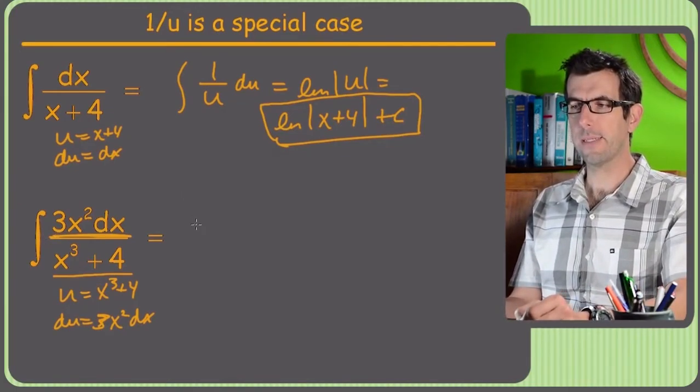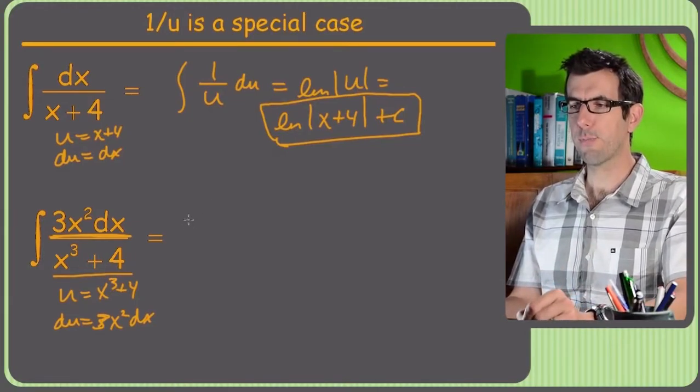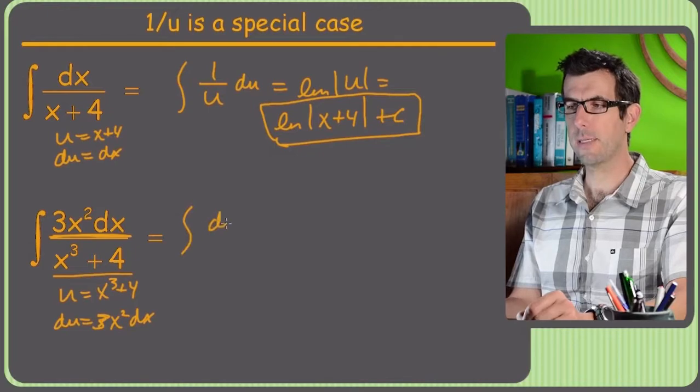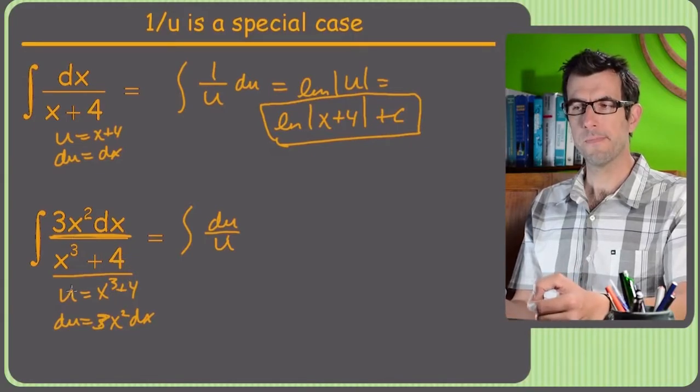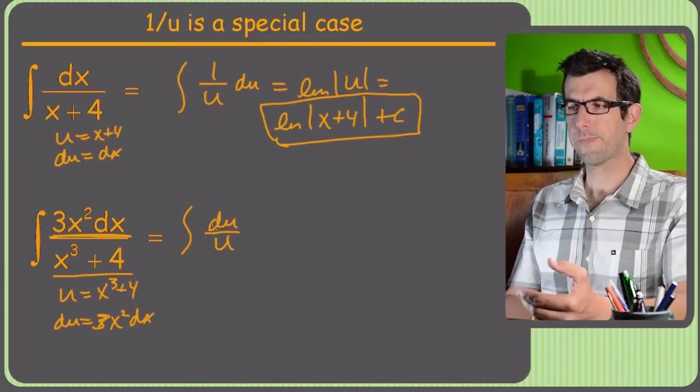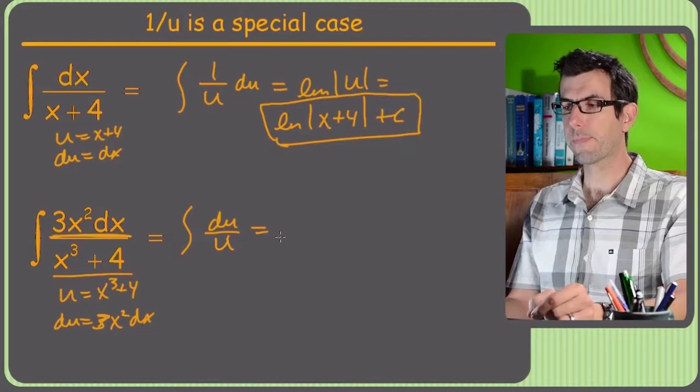So we're going to rewrite this, and this is where u substitution, the rigorous way of doing things, actually pays off pretty well, because it'll make this look like a du over u. Just replace x cubed plus 4 with u, replace 3x squared dx with du, and hopefully it's setting off alarm bells that this is a natural log.